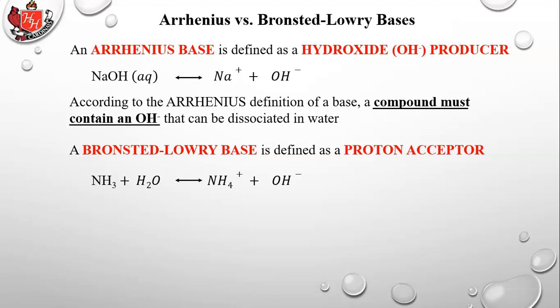But what was noticed later on, and that Arrhenius couldn't explain, is that OH minuses were being produced by substances that did not contain an OH. So NH3, which is ammonia, just like the kind that you have in your house as a cleaning solution, produces OH minus in solution, and yet it doesn't contain any OH. So this was a mystery. They didn't understand how it could do that.